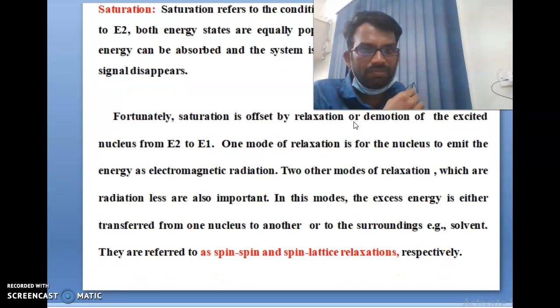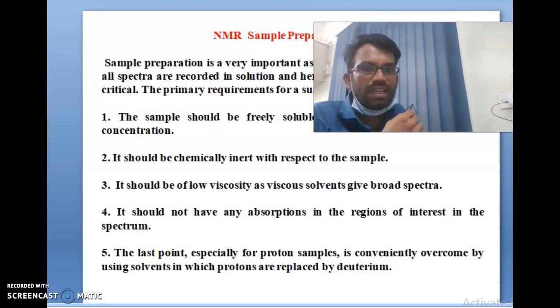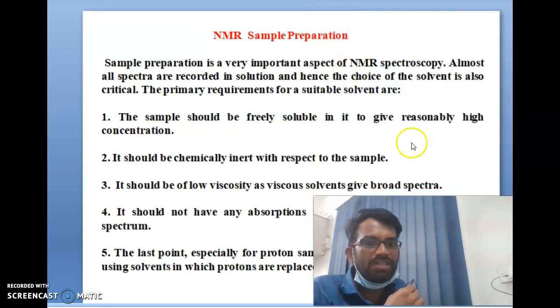Okay. And you can see what NMR sample preparation is. One of the most important things is that NMR sample preparation is very important. The sample preparation is a very important aspect of the NMR spectrum. Almost all spectra are recorded in solution. Hence, the choice of solvent is also critical. The primary requirements of a suitable solvent are very important.